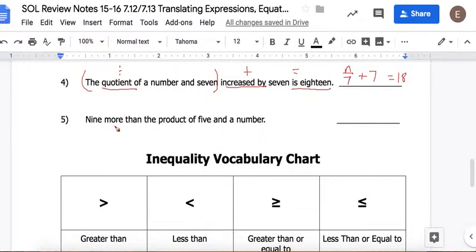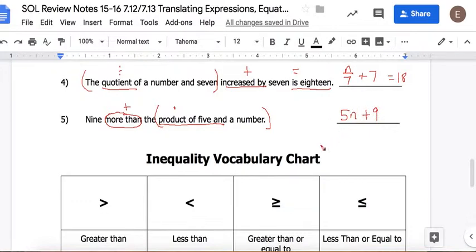Okay, number 5, 9 more than. There's a switch around word, so circle it and put addition up here. Product of 5 and a number. We're going to group that together, the product of 5 and a number, and we're adding 9 to the product of 5 and a number. So we're going to write it as 5n plus 9.